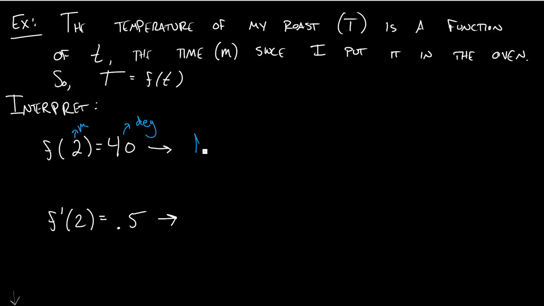And so what does this statement tell us? Well, it says at 2 minutes, my roast is 40 degrees, right? And that's pretty cold, but it's probably because I just took it out of the refrigerator and I just put it in the oven, right? So it's pretty cool at that point. But how about this statement here? What does f prime of 2 equals 0.5 mean?